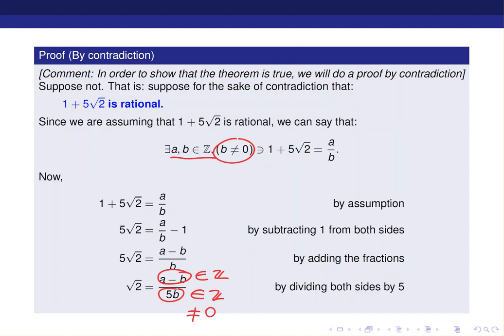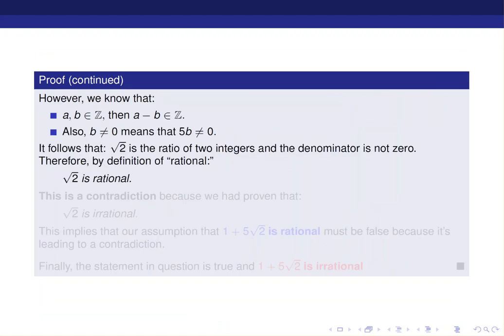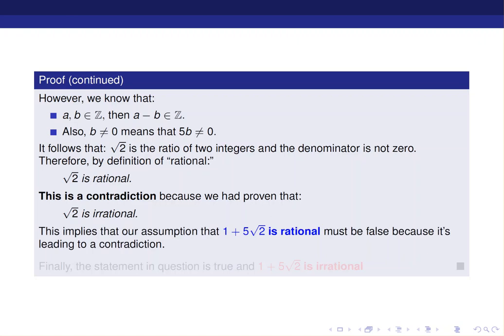So this is now saying that the square root of 2 is a ratio of an integer on the numerator and a non-zero integer on the denominator, which means that square root of 2 is suddenly rational. But wait a second, that is a complete contradiction with the previous fact that we proved that square root of 2 is irrational. So that tells us that our assumption that 1 plus 5 radical 2 is rational must be false because it's leading to a contradiction, which means that the original statement that the problem had must be true.